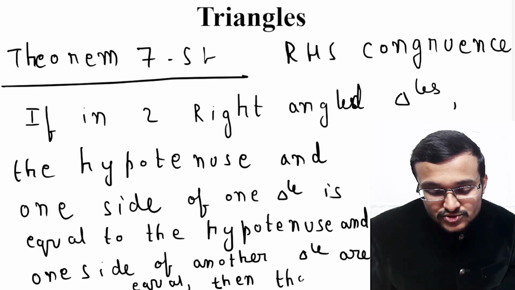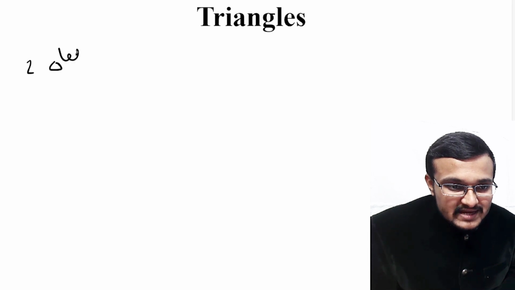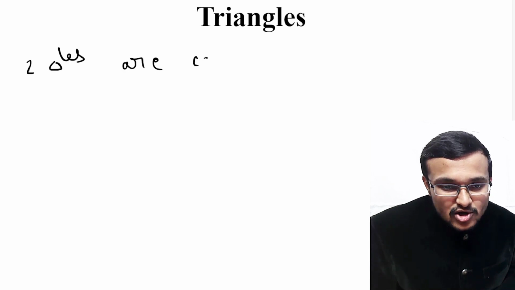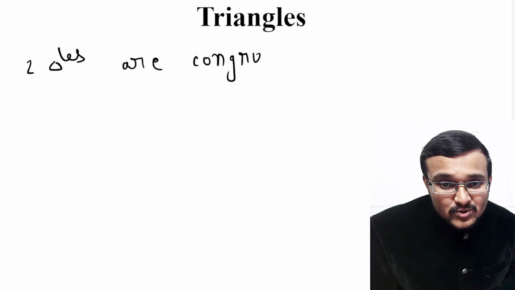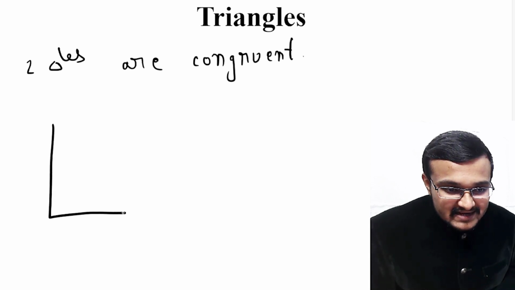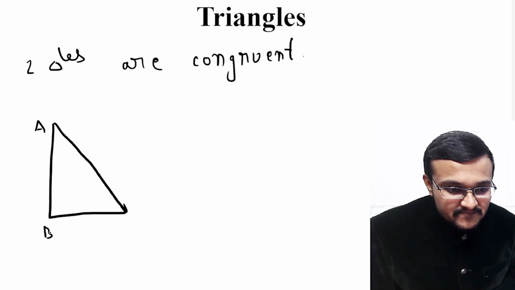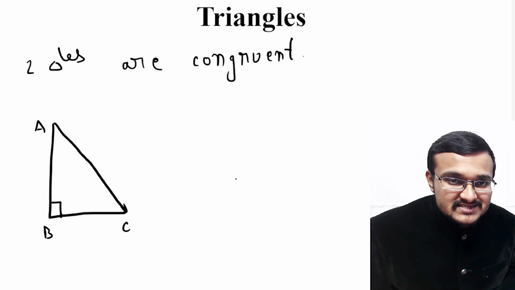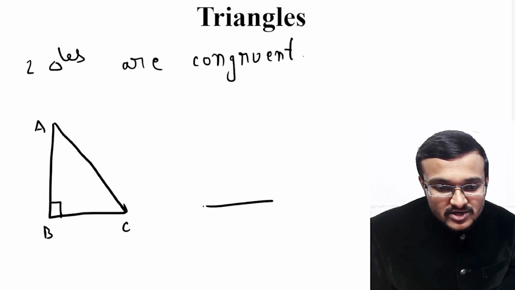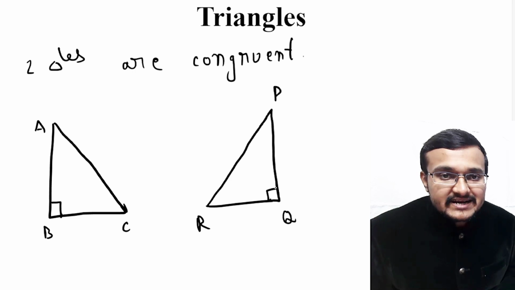Then those two triangles are congruent. So here you have to consider two right angle triangles. Let me draw two right angle triangles like this. One is triangle ABC, where angle B is equal to 90 degrees. And I will consider one more triangle like this, which is named PQR, and here Q is equal to 90 degrees.